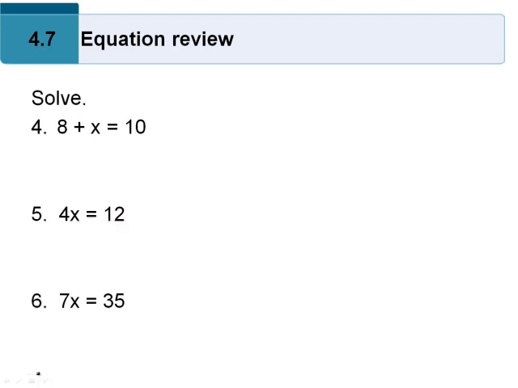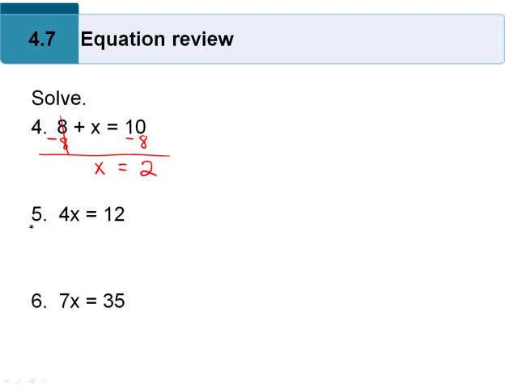Okay, number 4. 8 plus x equals 10. We're trying to get the x by itself. You need to get rid of that 8. It's a positive 8, so I'm going to subtract 8 from both sides. The 8's cancel. X comes down. And on the other side, 10 minus 8 is just 2.